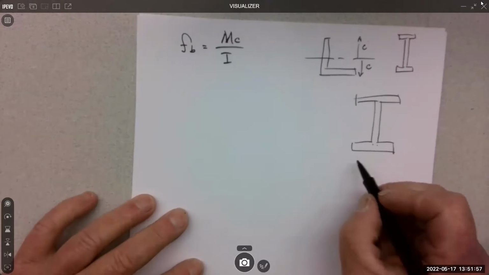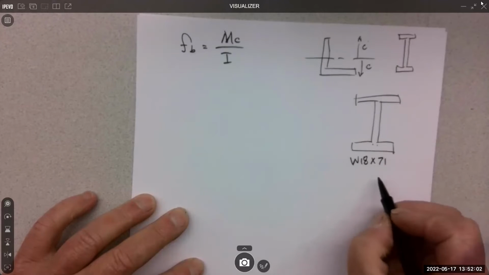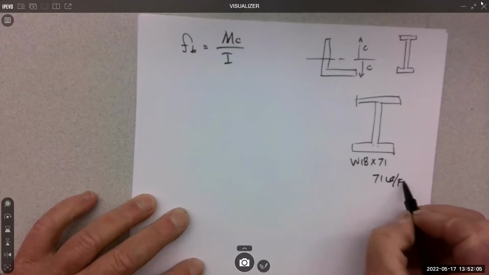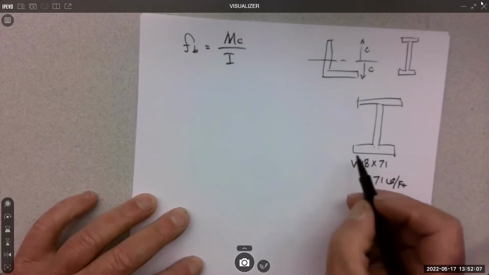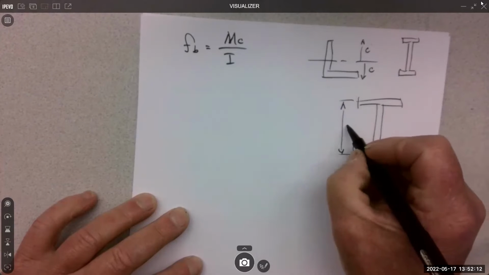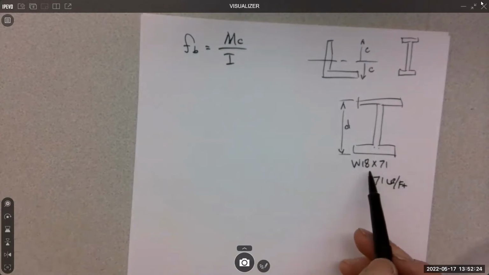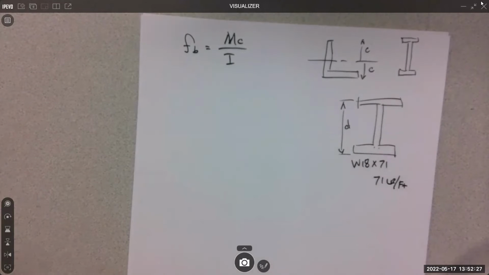Okay, so if they call out a W 18 by 71, the 71 is 71 pounds per foot. And the 18 is just the call out for what they call depth. I kind of call it the height of the beam, but they refer to it as D, depth, in the back of the book. And we always want to look that up because it's rarely actually 18, right? So let's see what an 18 is just for fun.